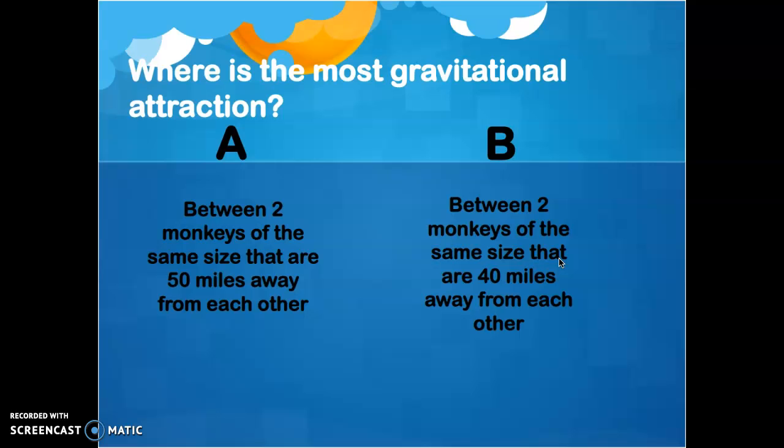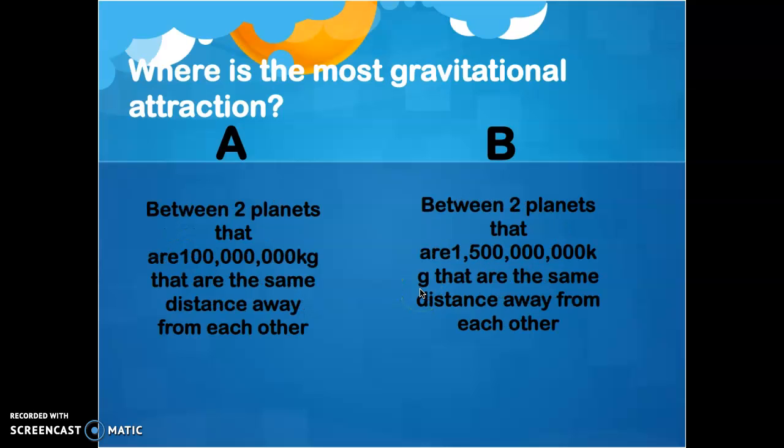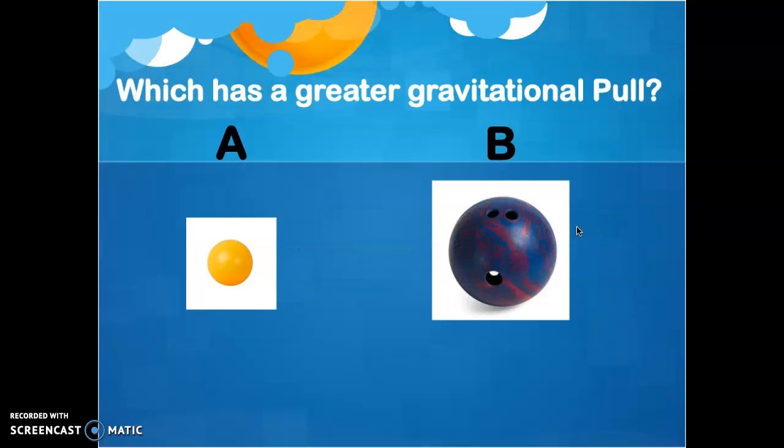Okay, so all the monkeys are the same size in this case, so we're thinking about distance here. We have some monkeys that are further away and some monkeys that are closer. So again, gravitational attraction is greater when they are closer. So B is the correct answer. Go ahead and pause. Okay, so the distance is the same here and the mass is what is different. So in that case, the objects with more mass have more gravity. So B is the correct answer again.